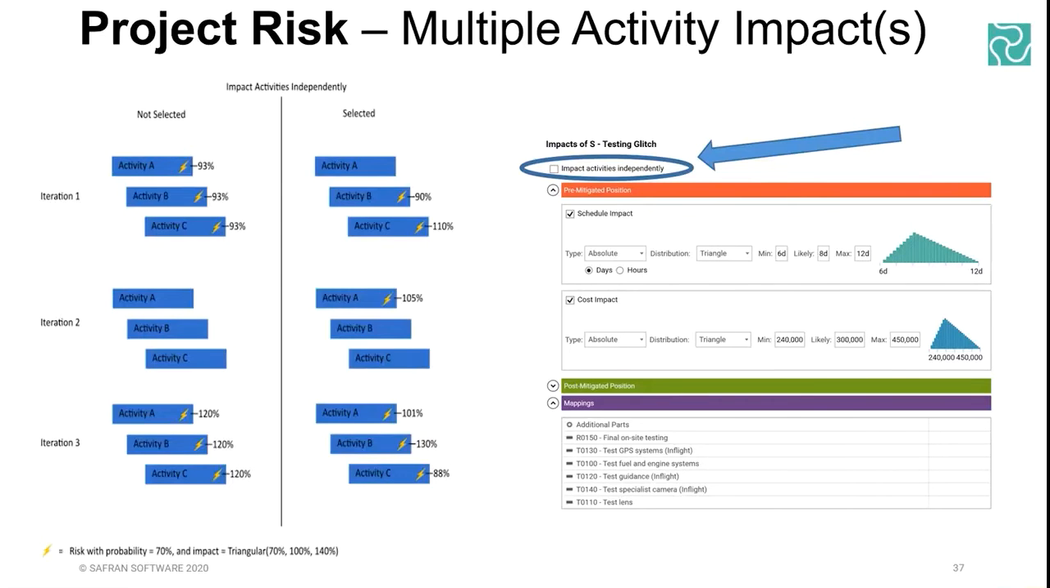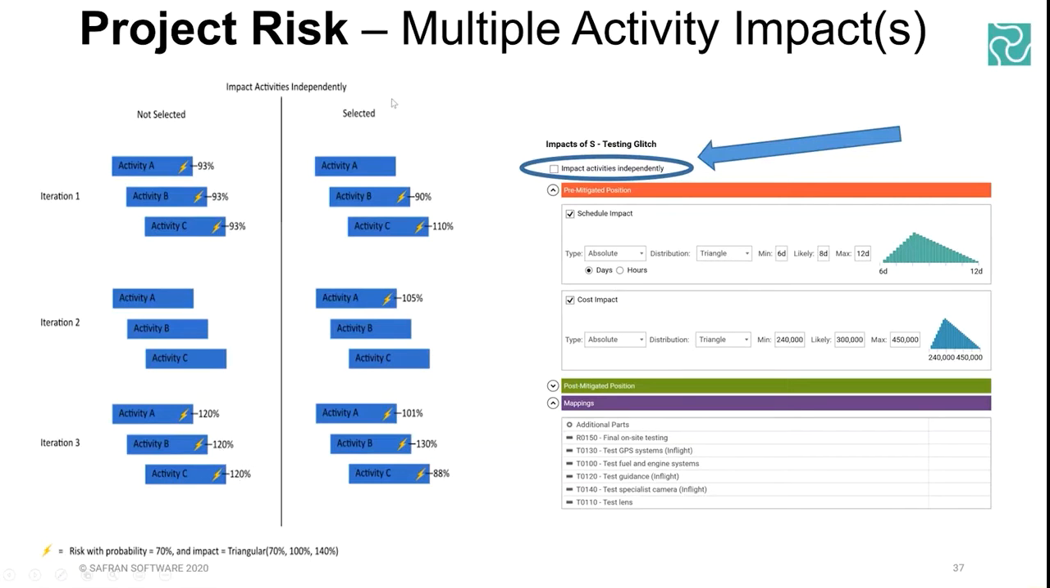So as an example, as you step through the random iterations 1, 2, and 3 of Monte Carlo, if you do not select that and leave it blank, then that essentially means that every activity that is mapped to that risk will all suffer the same magnitude, or not at all if the risk does not occur. So you can see here activities A, B, C all suffer 93% impact. Then iteration 2, none of them suffer anything. Iteration 3, they all suffer again, but this time to a new randomly selected 120%.